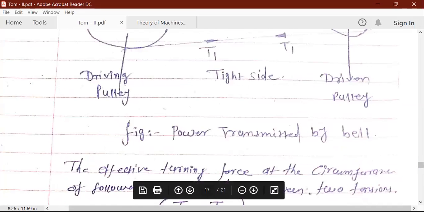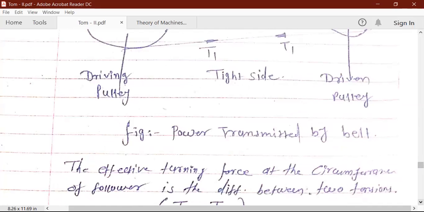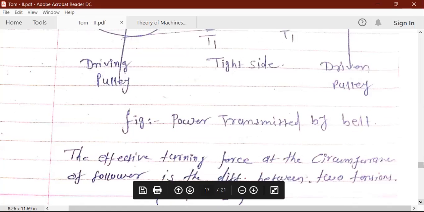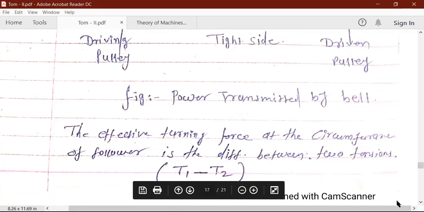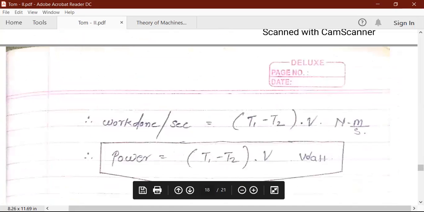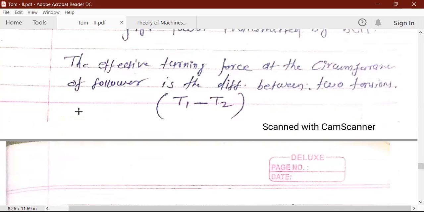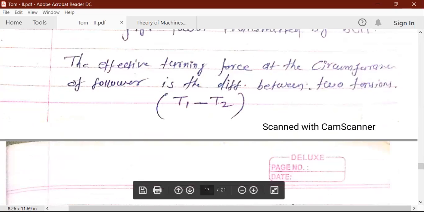Now how can we calculate the power from torque, velocity, and diameter or radii. For this diagram, if we calculate the effective turning force for the circumference of the follower, that is the difference between these two tensions. So that effective turning force is the difference between tight side tension and slack side tension. That is T1 minus T2.